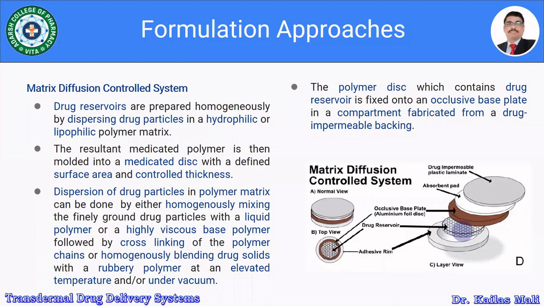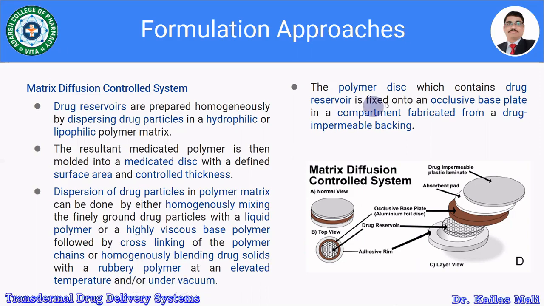That is very important. The dispersion of a drug in the polymer matrix can be done either by homogeneously mixing finely ground drug particles with a liquid polymer, or a highly viscous base polymer followed by cross-linking of the polymer chains, or by homogeneously blending the drug solids with a rubbery polymer at an elevated temperature and or under vacuum.